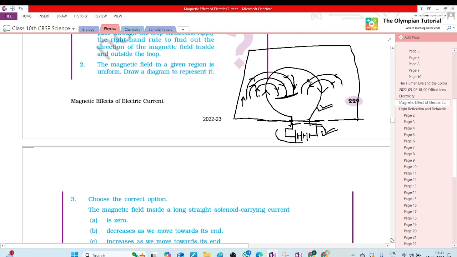Second, read the question. The magnetic field in a given region is uniform. Draw a diagram to represent it. Uniform means the same. So can you make the diagram for it? Or which diagram do we have to prepare for this answer?